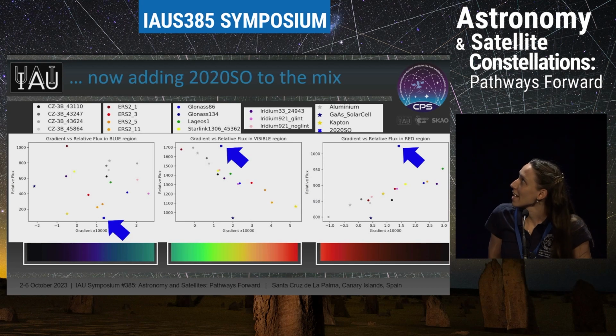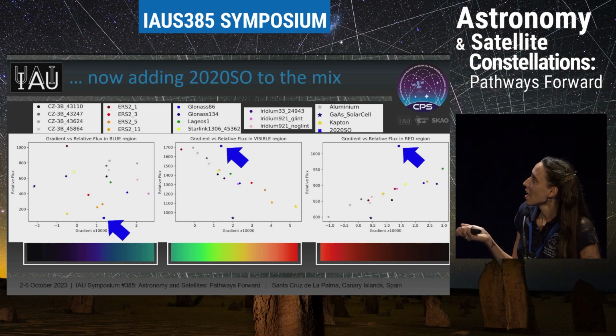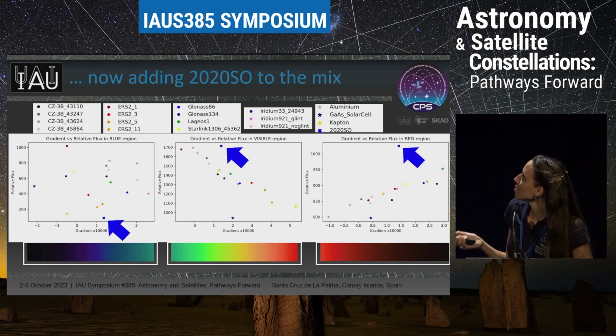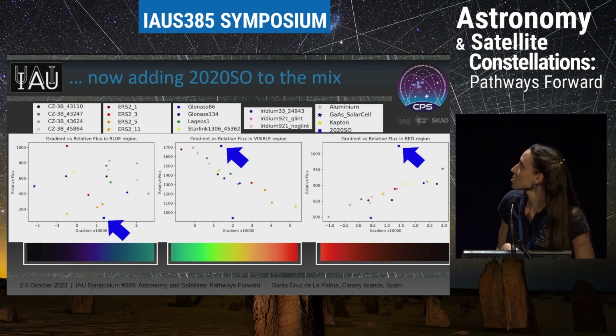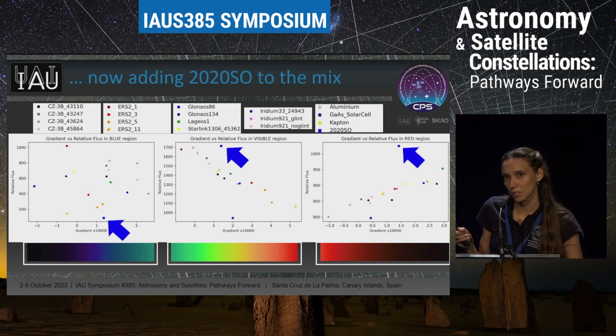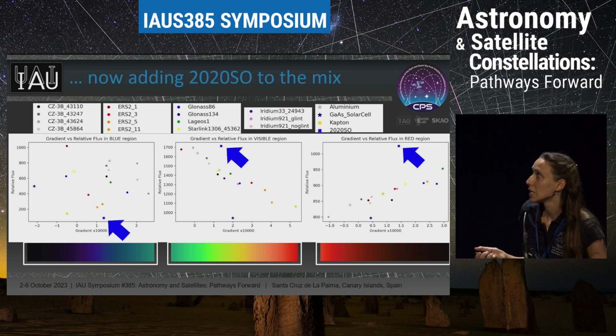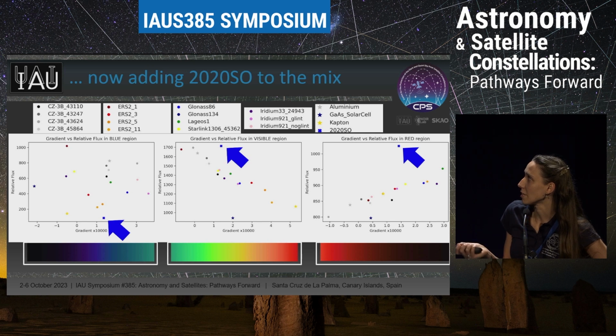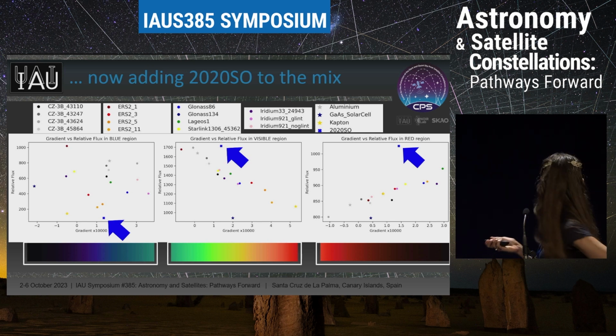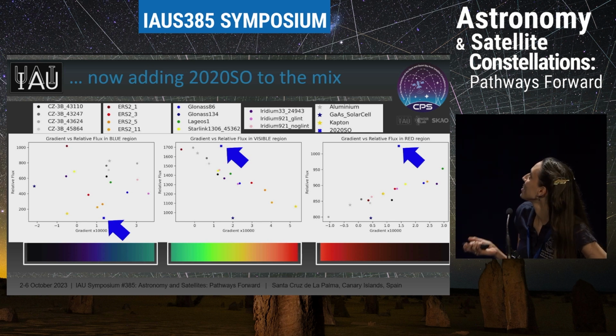All right, and now let's add 2020 SO to the mix. So we see it's over here, designated by the blue cross. And we have to be careful here because this spectrum was measured by the GTC, so it is a different instrument. So the y-axis is not actually comparable with these measurements. But this is where they would fit at least on the gradient scale.